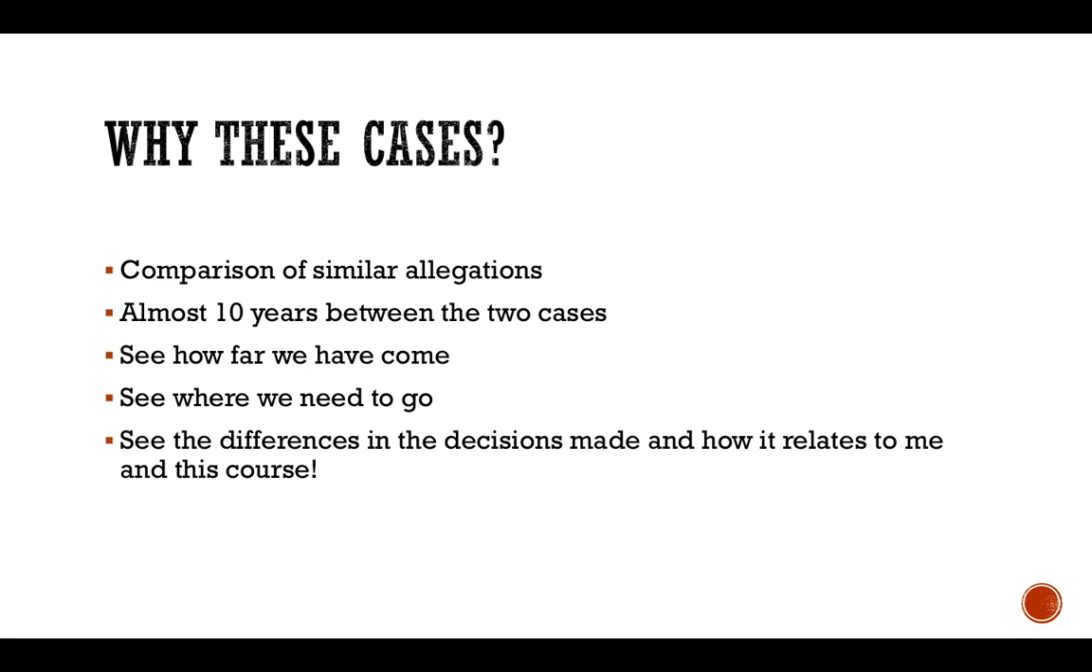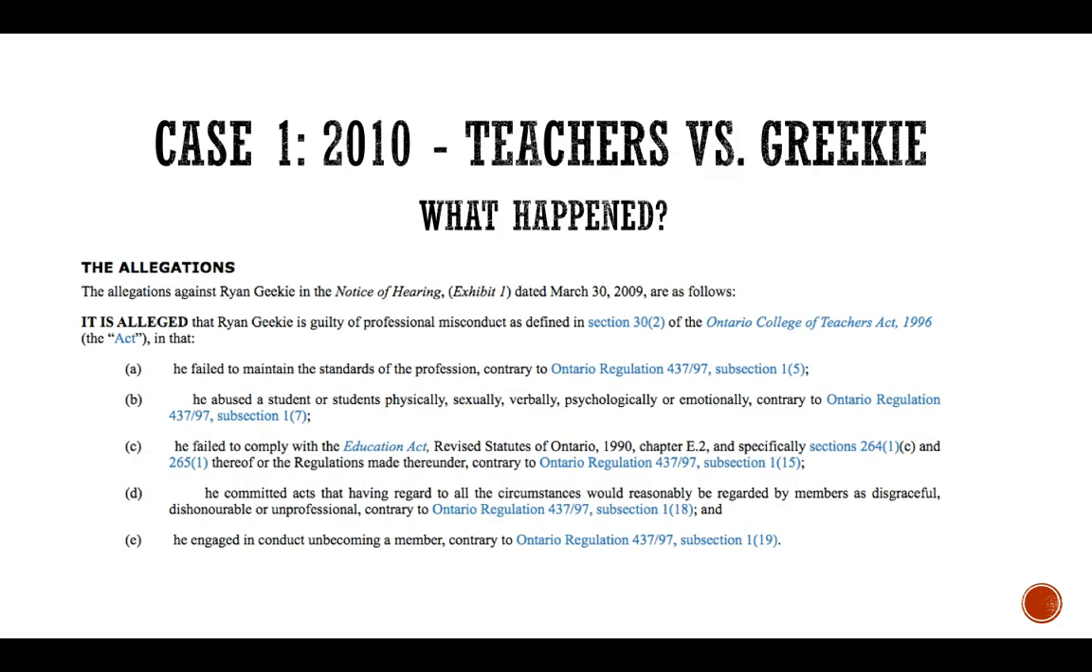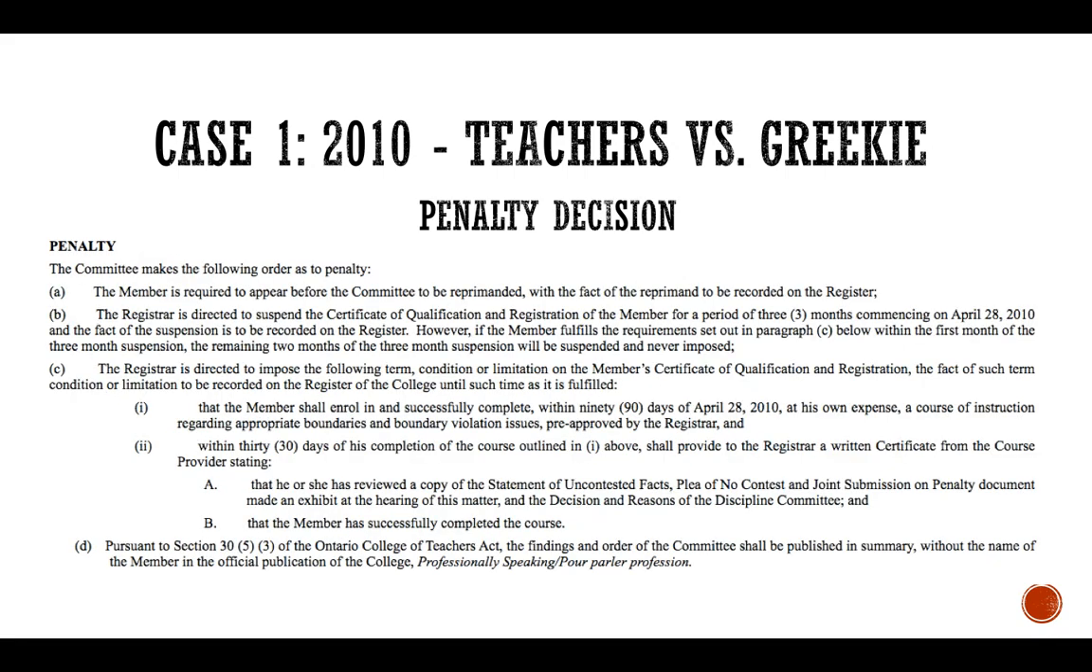The first case I'm going to look at is a case that happened in 2010, Teachers versus Grecki. Grecki committed acts of professional misconduct and there were several allegations towards him. More specifically, he failed to maintain the standards of the profession, he abused a student and/or students, and he failed to comply with the Education Act. The penalty decision after extensive evidence was presented was suspension of his certificate for 30 days, and the suspension was to be recorded on the register. Additionally, the member was to complete a course of instruction regarding appropriate boundaries and violation issues.